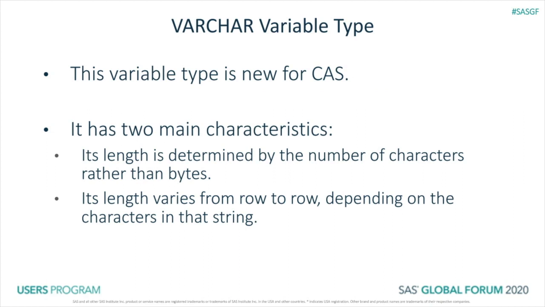A way to help with this size increase is to use the VARCHAR variable type. The VARCHAR variable type is a new variable type for CAS. The VARCHAR variable type consists of two main characteristics. The first is its length is determined by the number of characters rather than the number of bytes. And secondly, the length varies from row to row depending on the characters in that variable's value. So for example, if the total length for the VARCHAR variable is 10, values with a length of less than 10 are not padded with blanks.